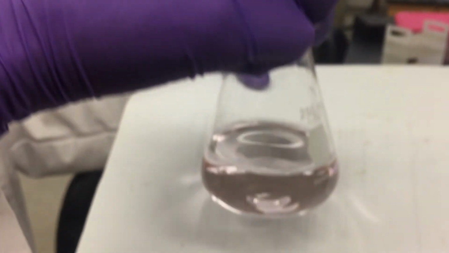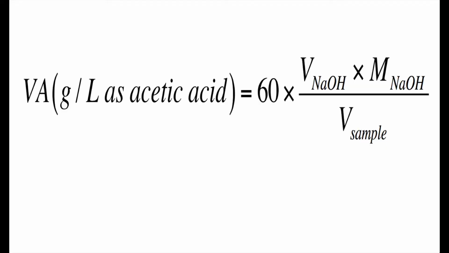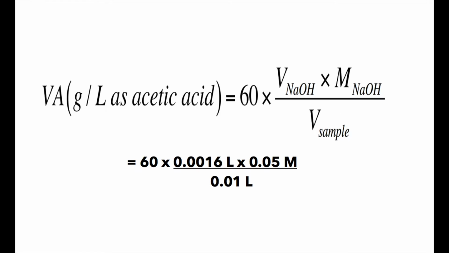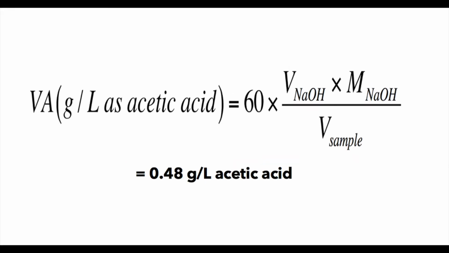After the titration is complete, record the final volume of sodium hydroxide left in the burette. To calculate the volatile acidity as acetic acid in grams per liter, use the following equation. If we use the data points collected in today's example, we get an acetic acid concentration of 0.48 grams per liter.